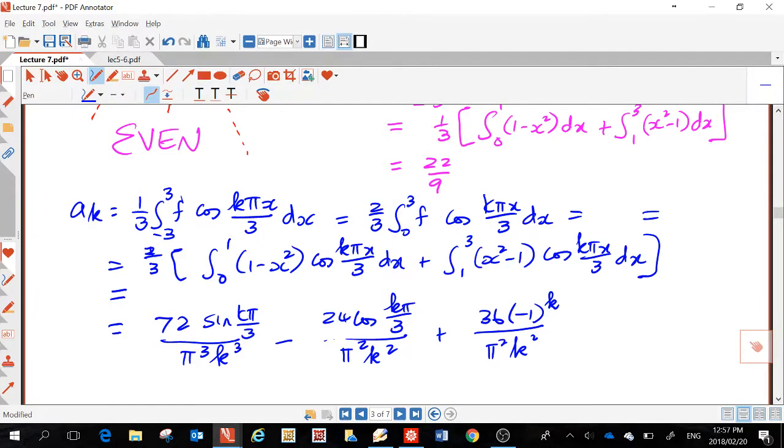Right, and of course bk is 0 because f is even. If you take even times sine kx, or even if you take sine k pi x over 3, it's still even times odd. It's odd.